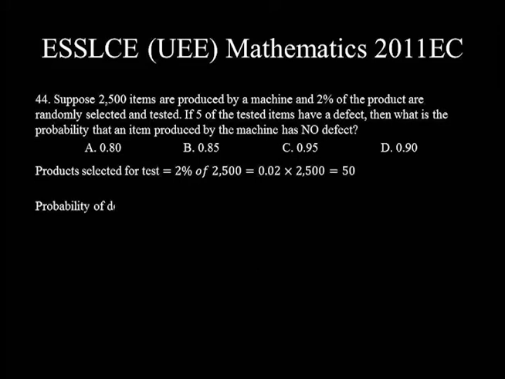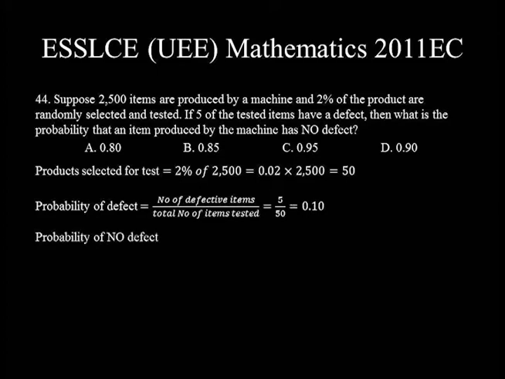Probability of defect is equal to the number of defective items divided by the total number of items tested, which is equal to 5 divided by 50, which is equal to 0.1. Probability of no defect is equal to 1 minus the probability of defect, which is equal to 1 minus 0.1, that is 0.9. Choice D is the correct answer.